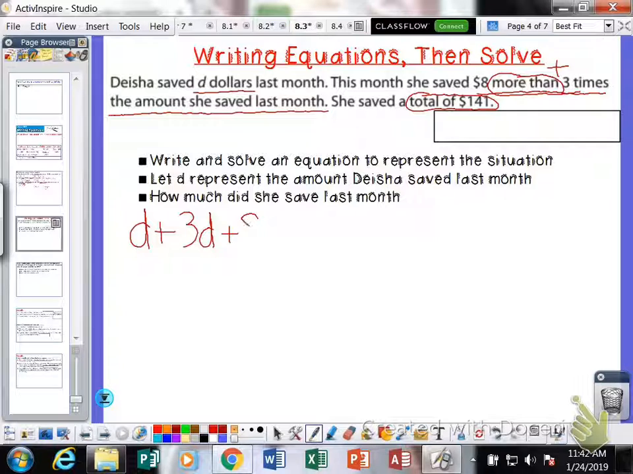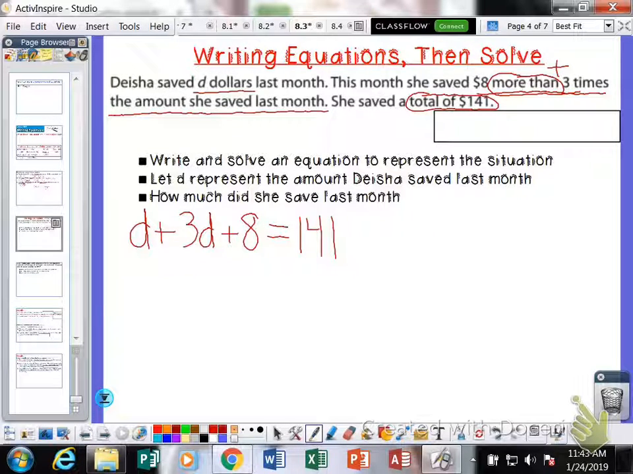plus 8. And we know our total is 141. Okay, so that's our equation to represent our situation. And now we want to solve.